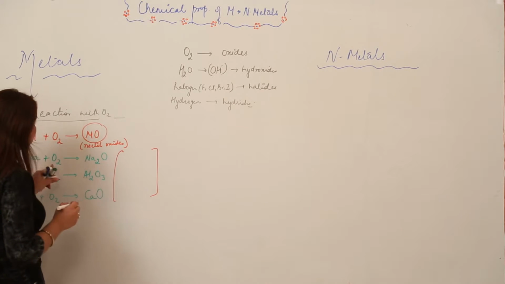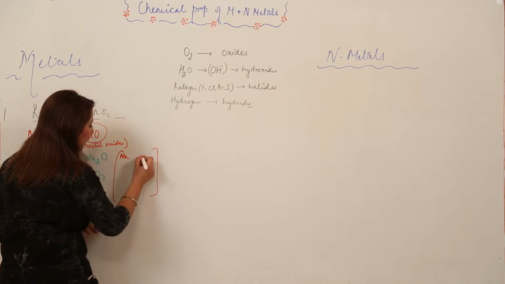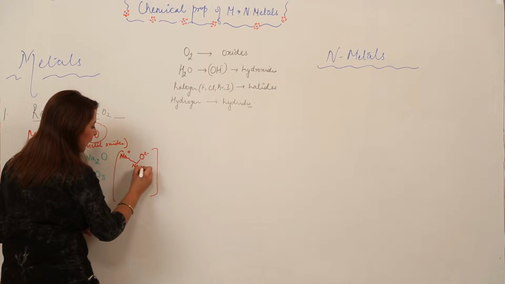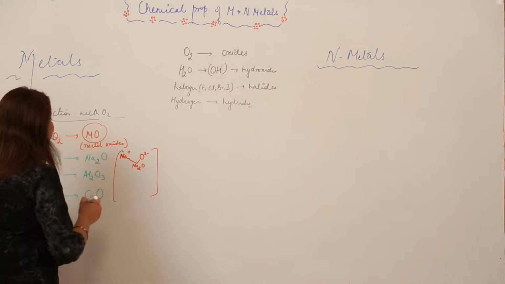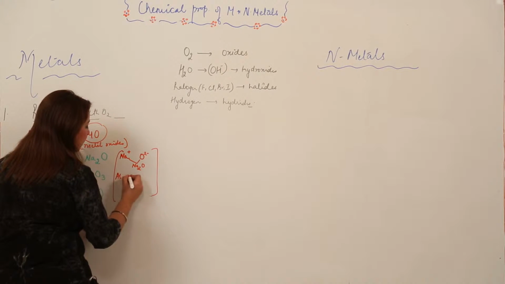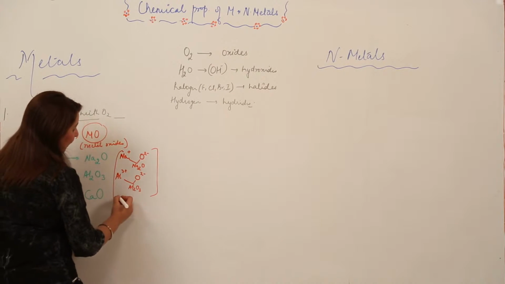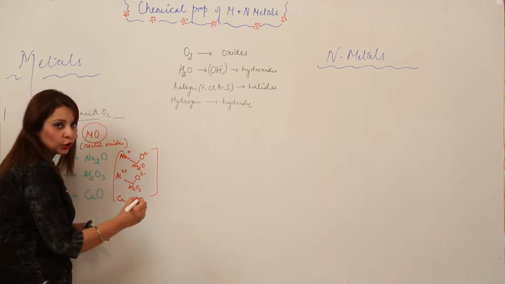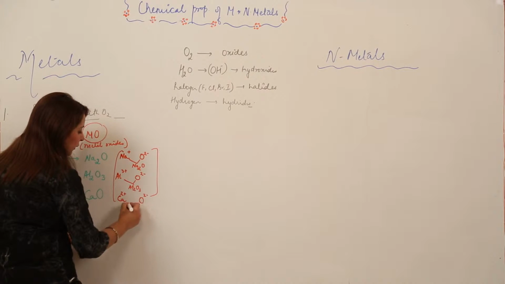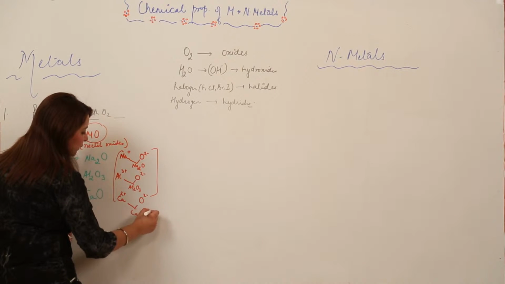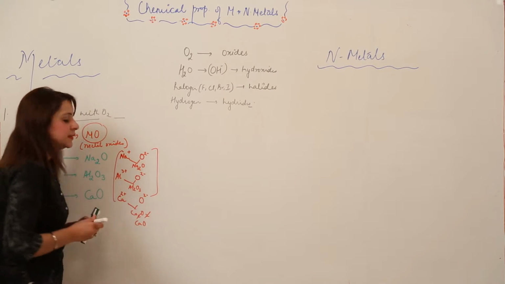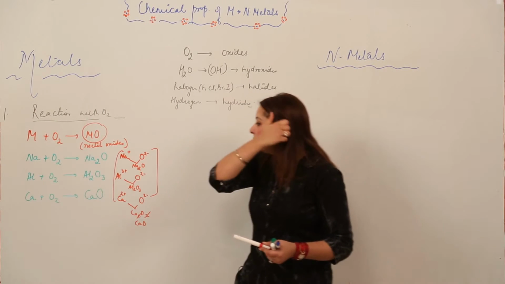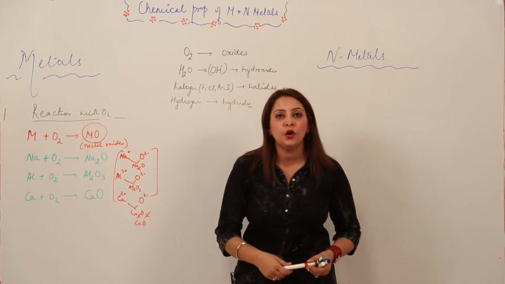When I was combining sodium with oxygen, I wrote sodium and oxygen with their valencies. Then I interchanged them, so it became Na2O. Similarly, when I reacted aluminium with oxygen, with valency 3 positive and 2 negative, I interchanged them and we get Al2O3. Similarly, when I combined calcium with oxygen, I took the valencies of calcium and oxygen and interchanged them, and because they are both 2, we simplify it and we get CaO. So this is how the molecular formula is formed for a compound.